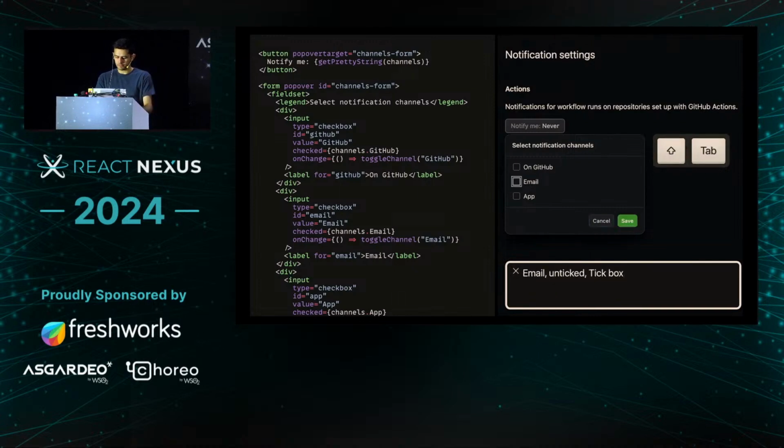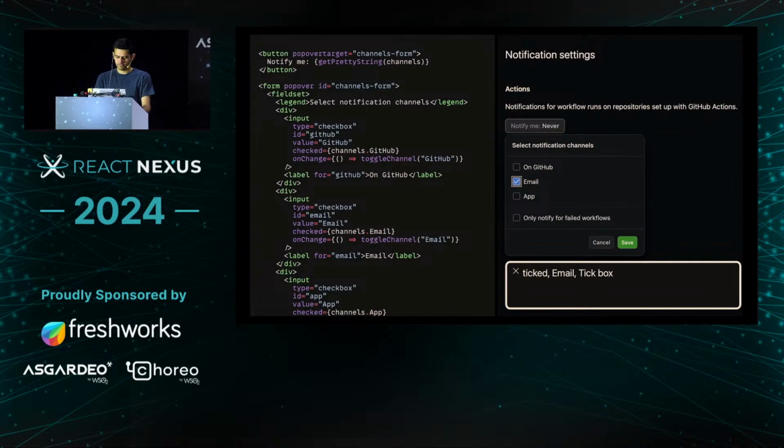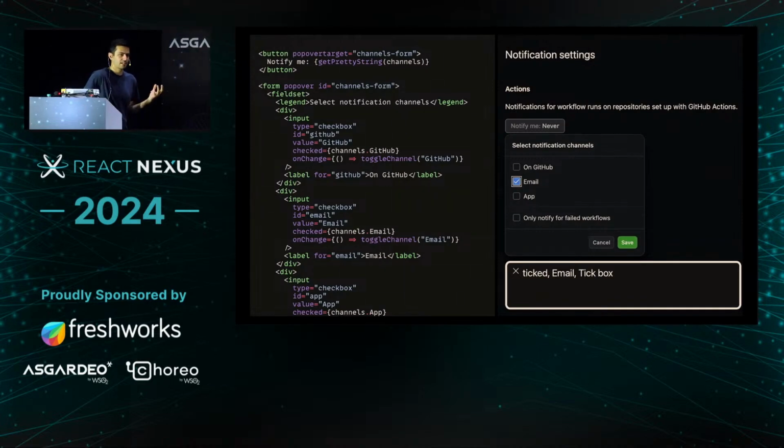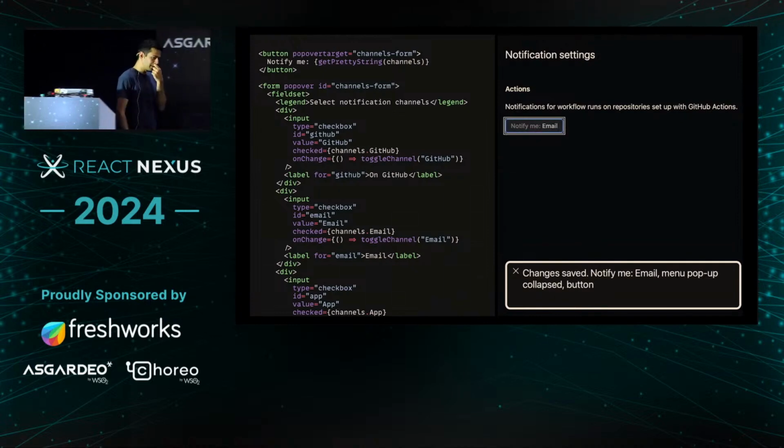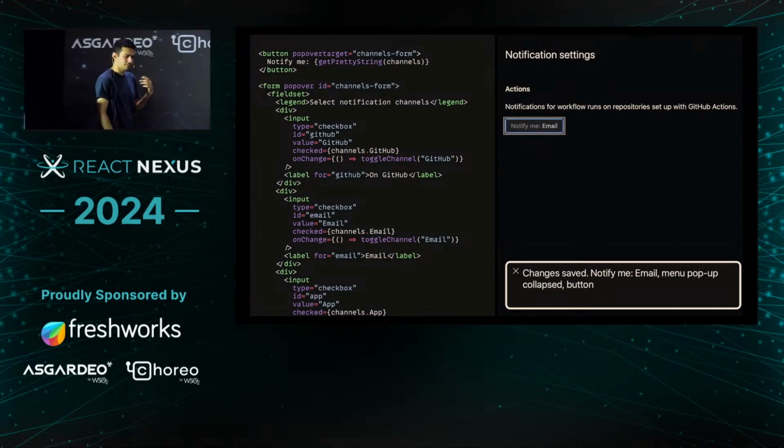"Cancel. Email, unticked, tick box. Ticked, email, tick box." That's cool. So when you select it, it also tells you now it is ticked, email tick box. And now because this is a form, and I saw my three options, I like the one I picked, it's a form, I can just press enter to save, right? "Changes saved. Notify me. Email. Menu pop-up collapsed. Button." Perfect. It also announces what is selected.